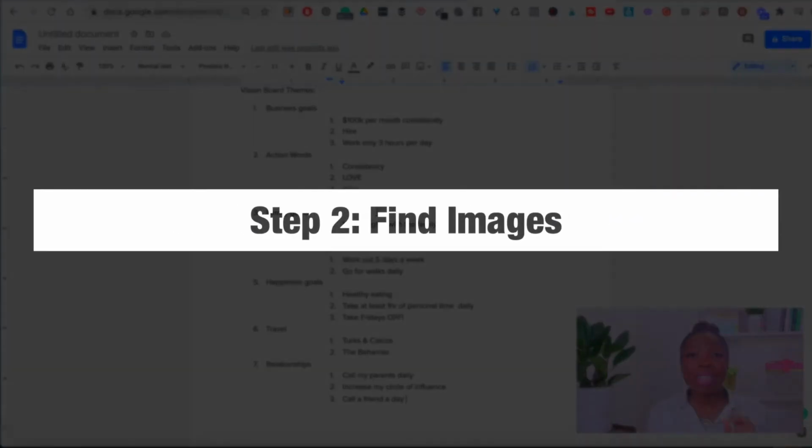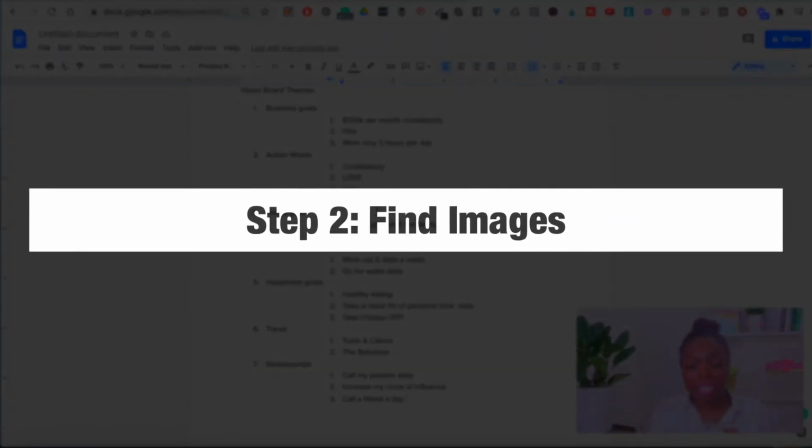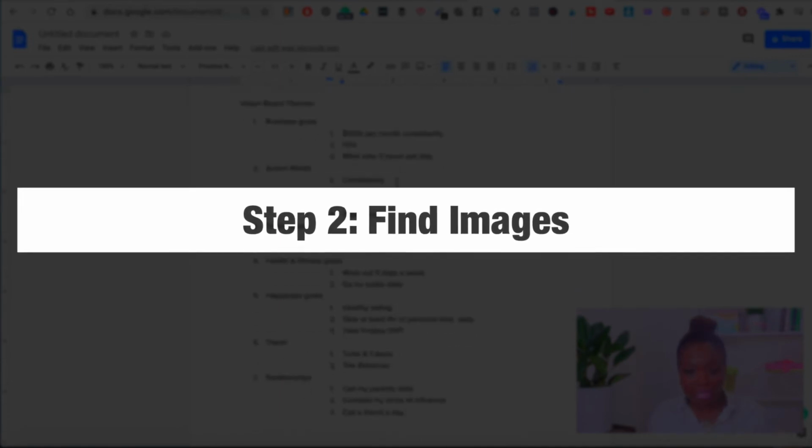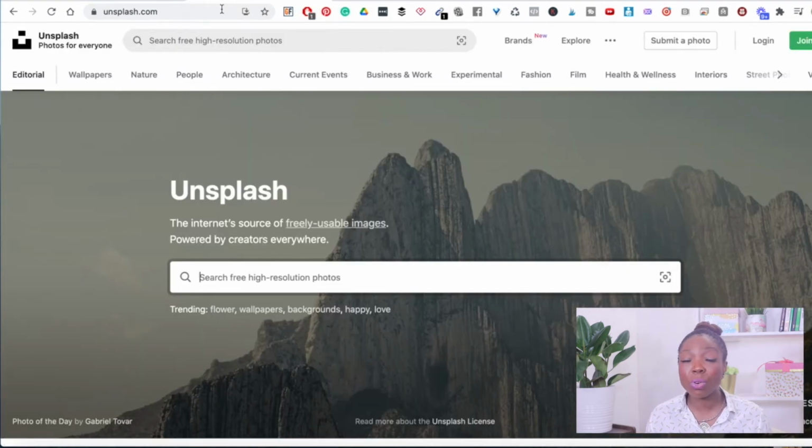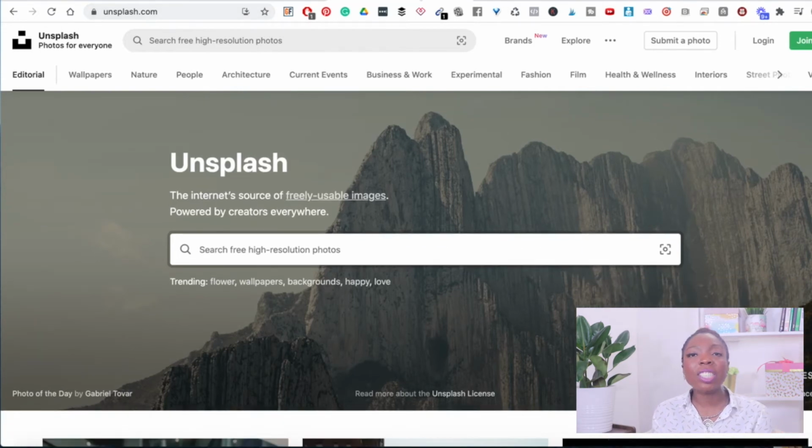So once you have this, step 2 is to find images that represent all of these things. So let me go and do that right now. There are 2 places that I recommend that you find images. The first is a website called unsplash.com. On this website, you are able to find free images. So unsplash.com and Pinterest are the 2 sites that I use. There are loads of other places that you could use as well, but these are the ones that I use.